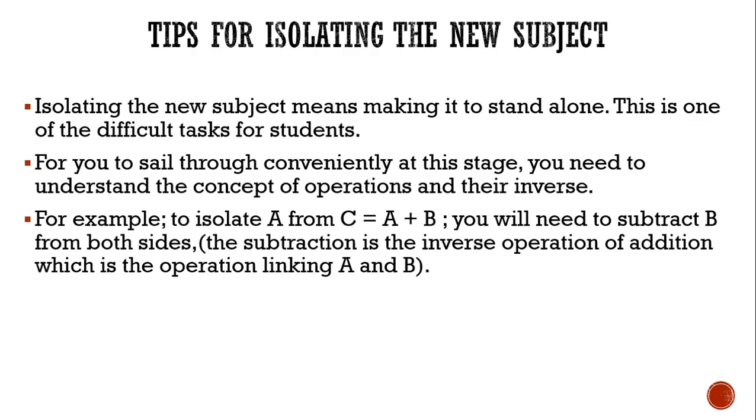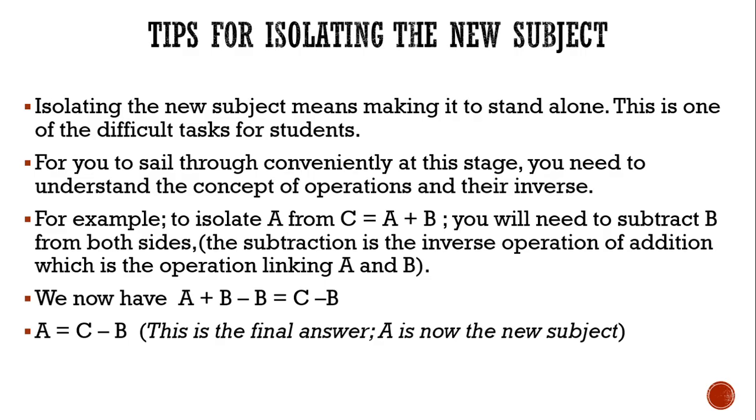For example, if we want to isolate A from C equals A plus B, what you do is that you have to subtract letter B from both sides. Why? Because subtraction is the inverse operation of addition. Addition is the operation linking A and B. So we are going to subtract B from both sides.